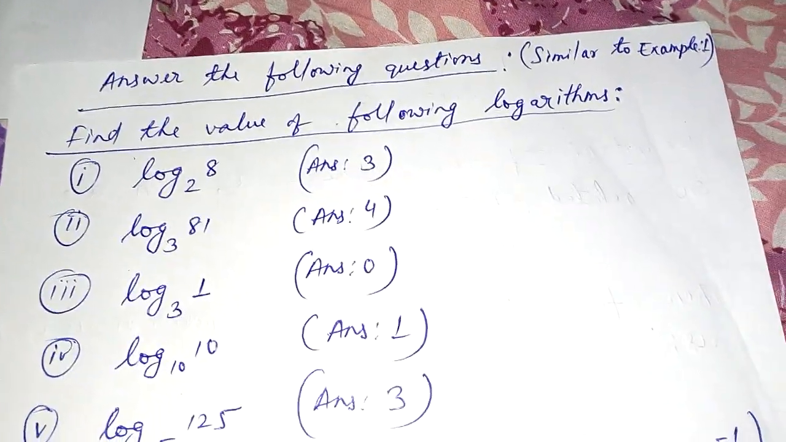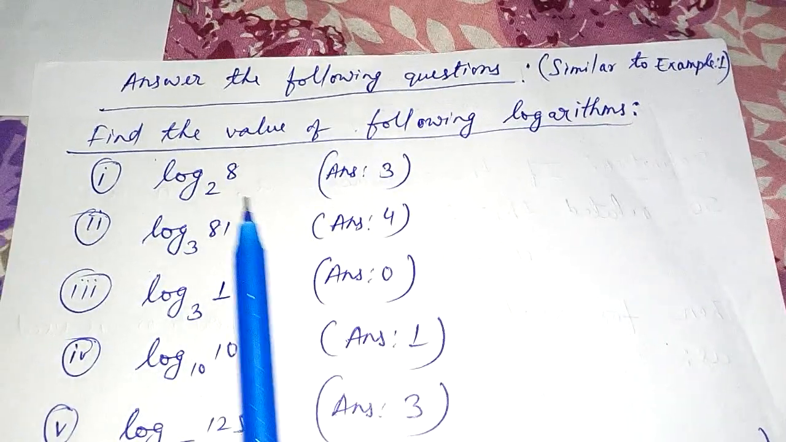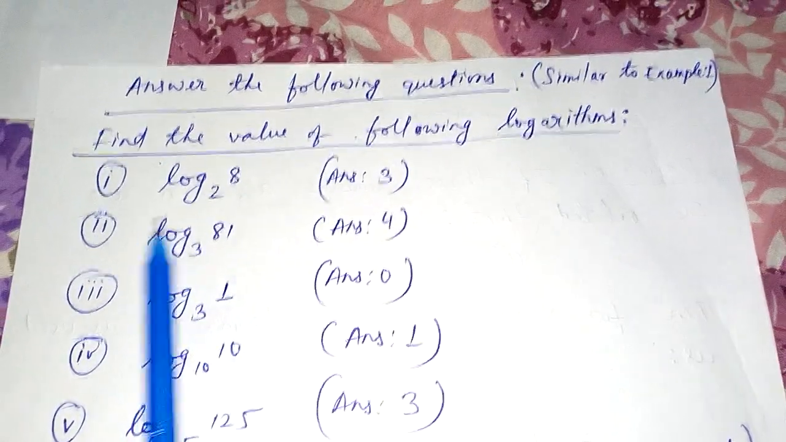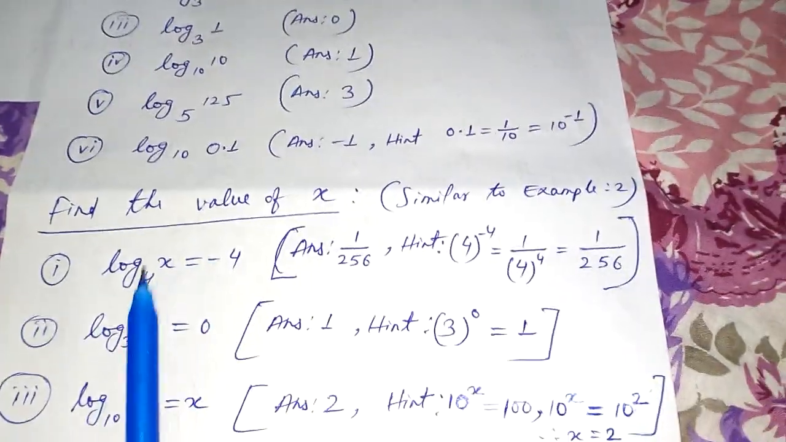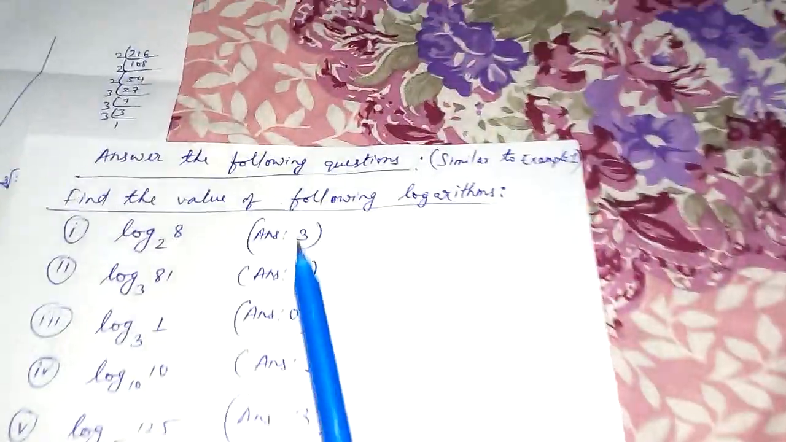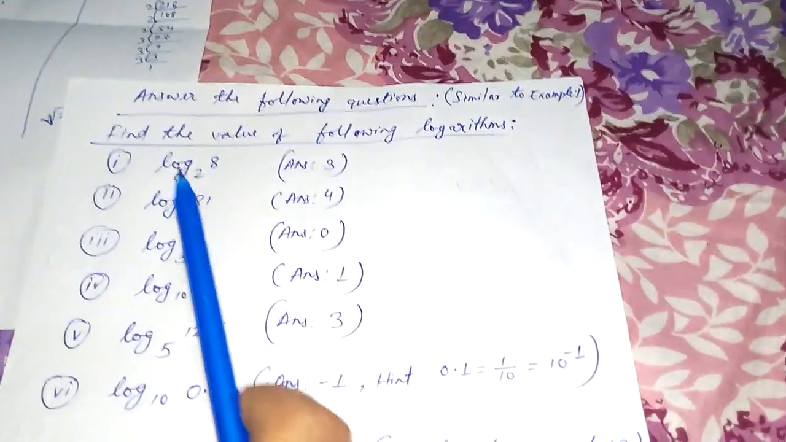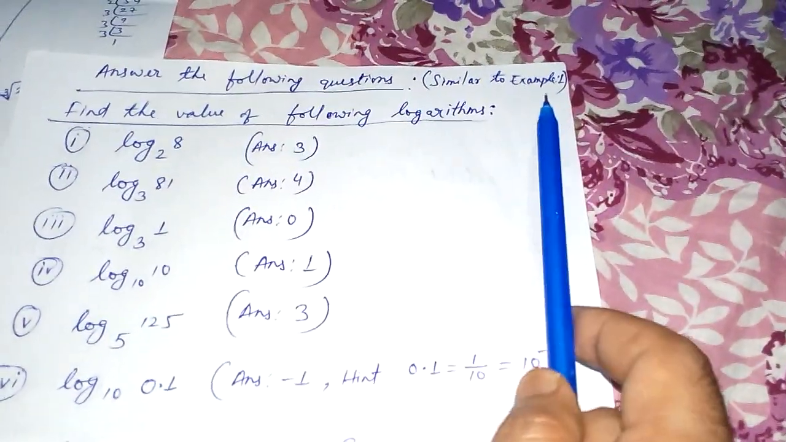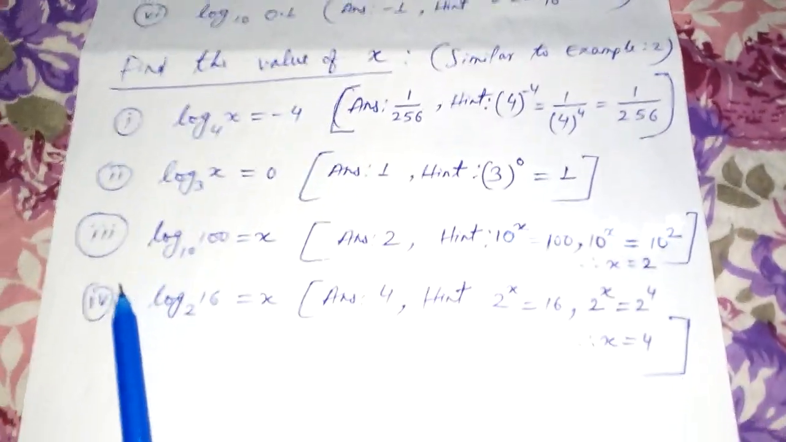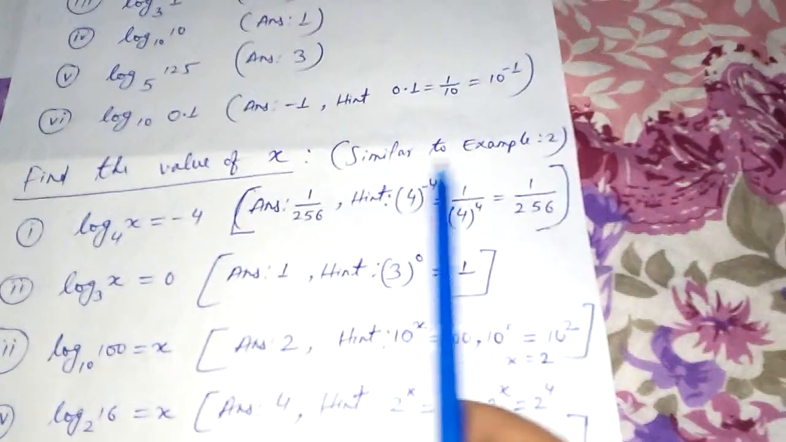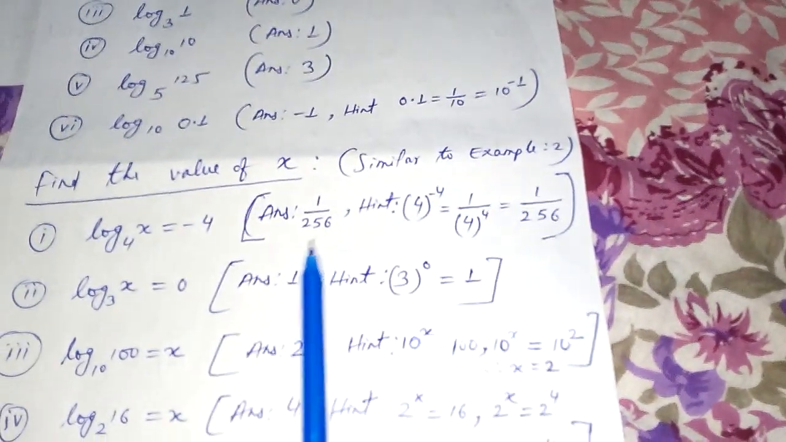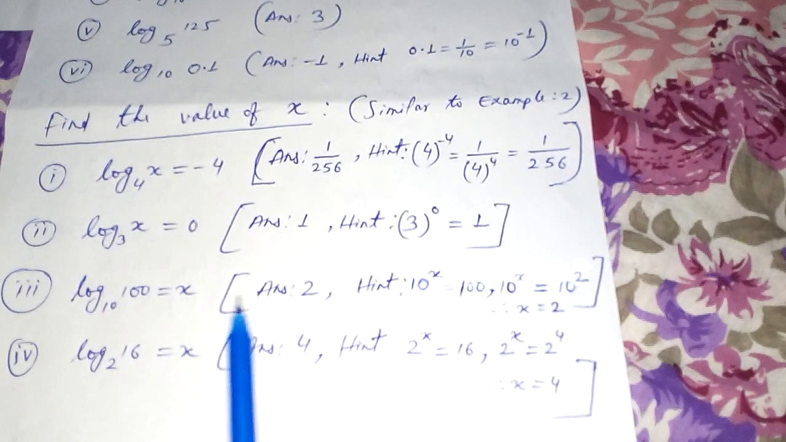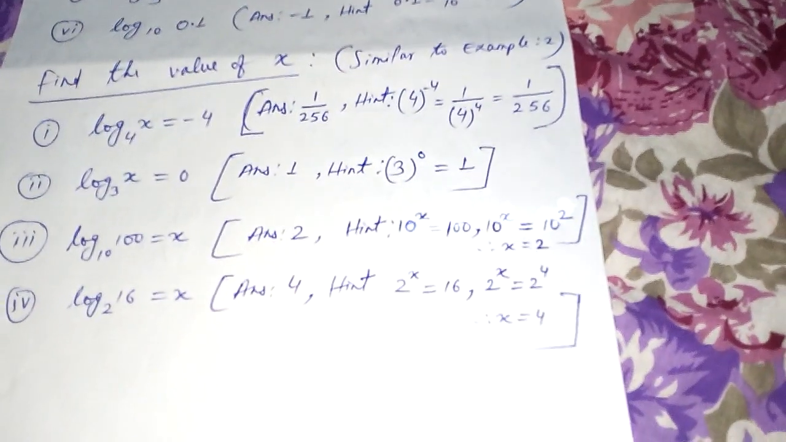Now I have shown you example 1 and example 2. A few questions I have given you as homework. Please do this, children. For every question there are answers. The first 6 questions are similar to example 1, and the second part, 4 questions, are similar to example 2. For any difficulty I have given a hint in every question. These are very easy questions, children.